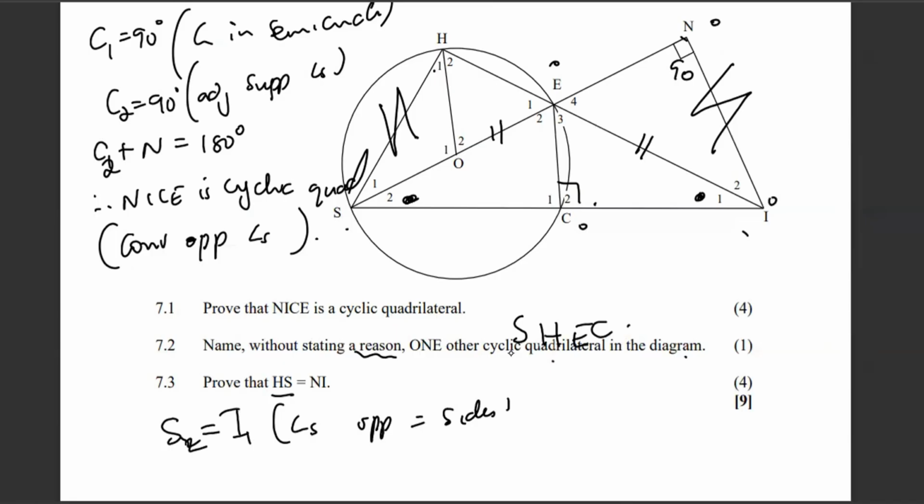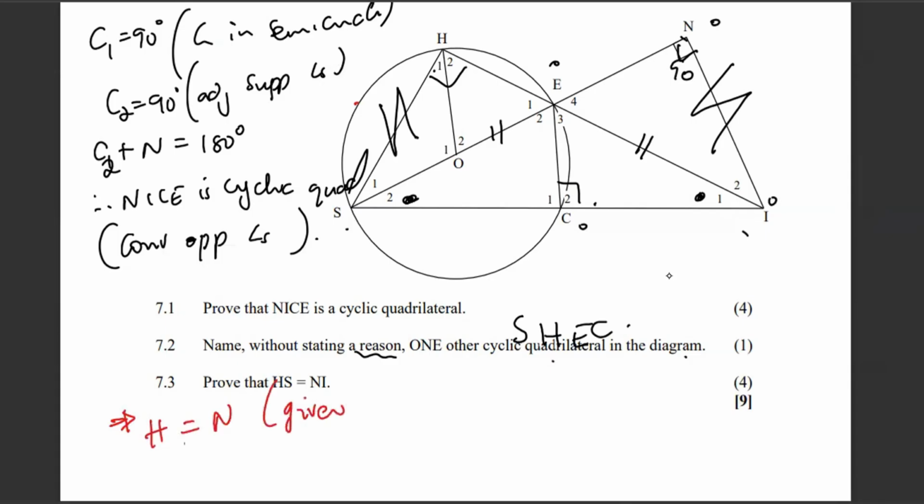Then we also know that this H is the same as the N. But why am I using I? I don't need the I, unless you want to, because we proved that this is a cyclic quad, so you can say angles in the same segment. But let's assume somebody did not know that it's a cyclic quad. So start with this: H is the same as N, that is given to us. Now we've proved that this was a 90.